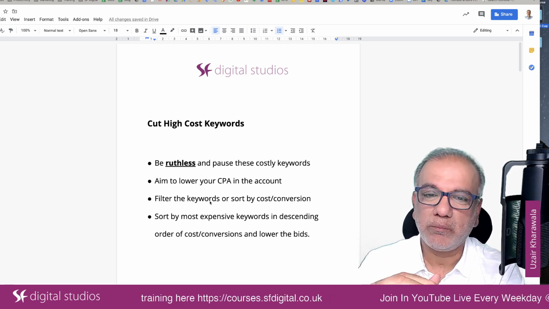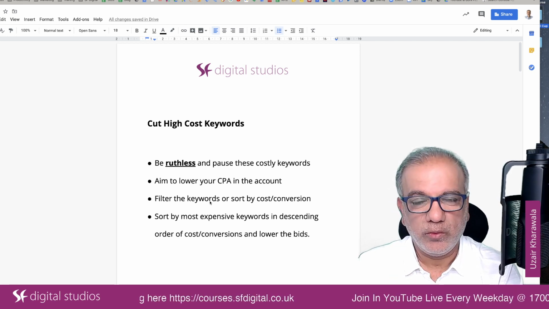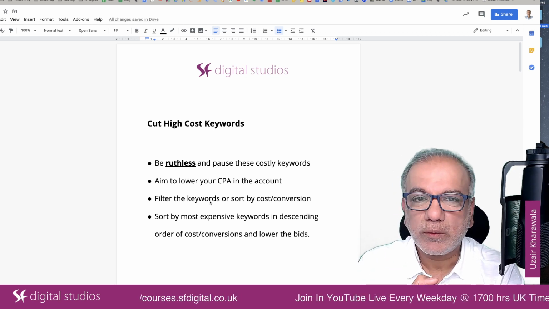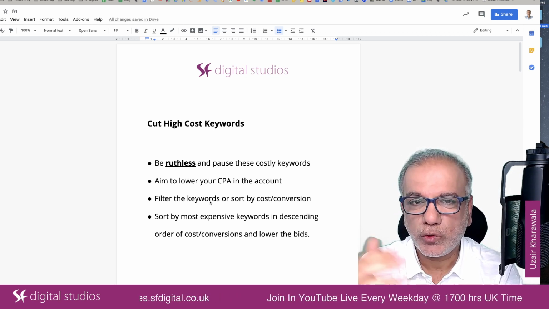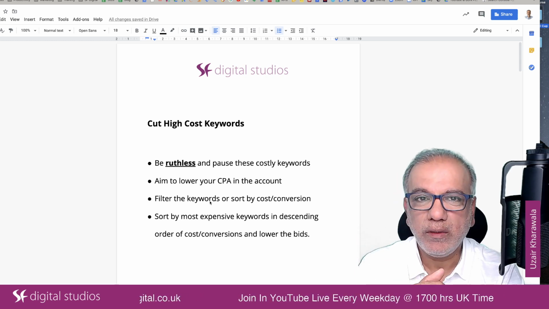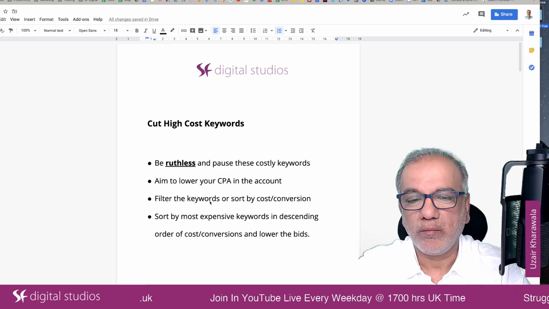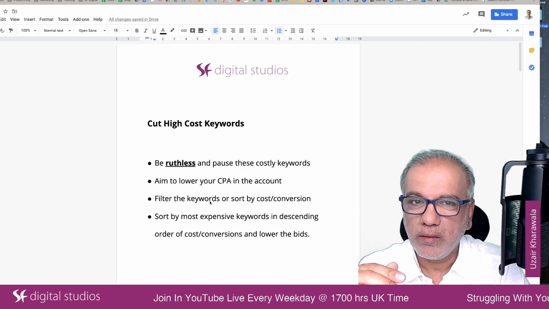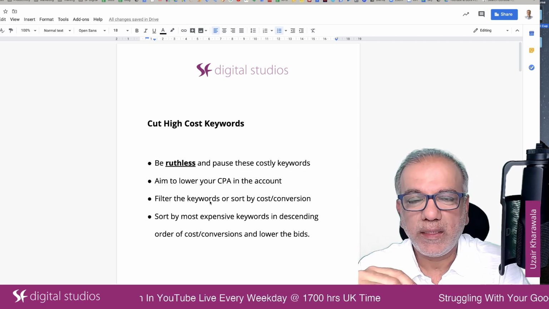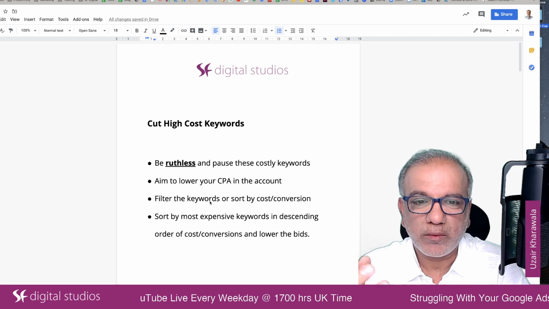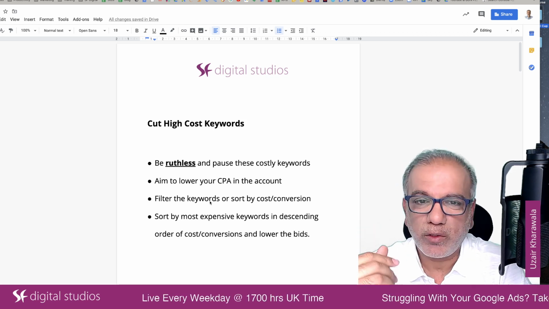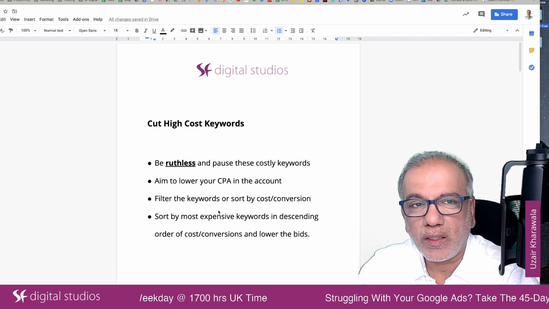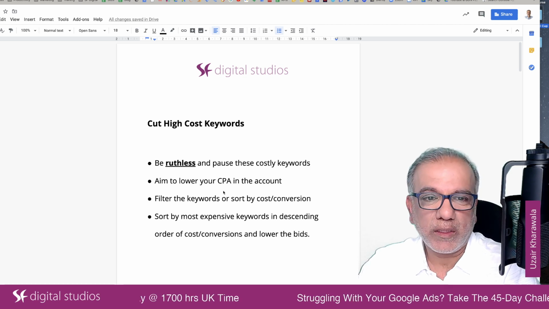You go into your interface, go to the keywords tab, and click on the cost per conversion column header. Sort the most expensive one to the top, and you'll see all the expensive ones in descending order. Then you can select one or many, go to your edit button, and decrease your bid by 10%, 20%, or whatever you want to decrease it by. That way you can batch change all the bids.